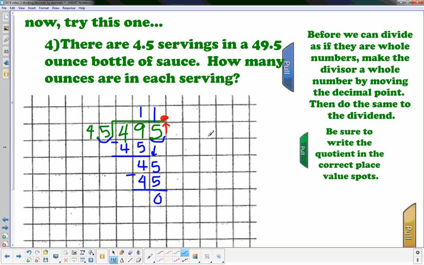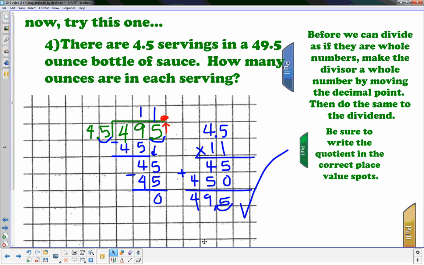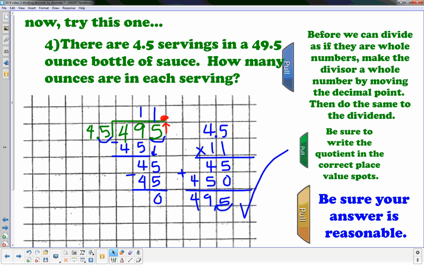Now, the next thing we do is check to make sure this is reasonable. So, we need to see if 4 and 5 tenths times 11 equals 49 and 5 tenths. All right, work out your multiplication. All right, when you multiplied, did it work out? It did for me. So, my answer is definitely reasonable. Look over your work, pause the video if you need to, and then press play when you're ready to move on.